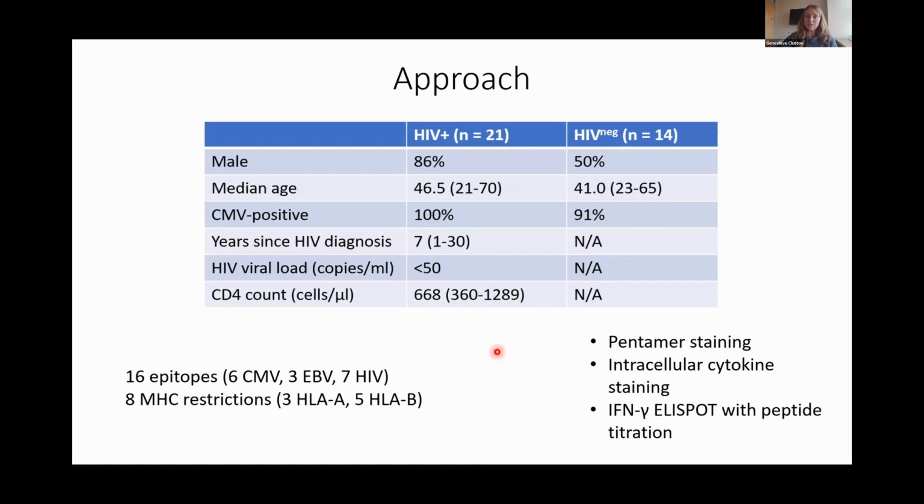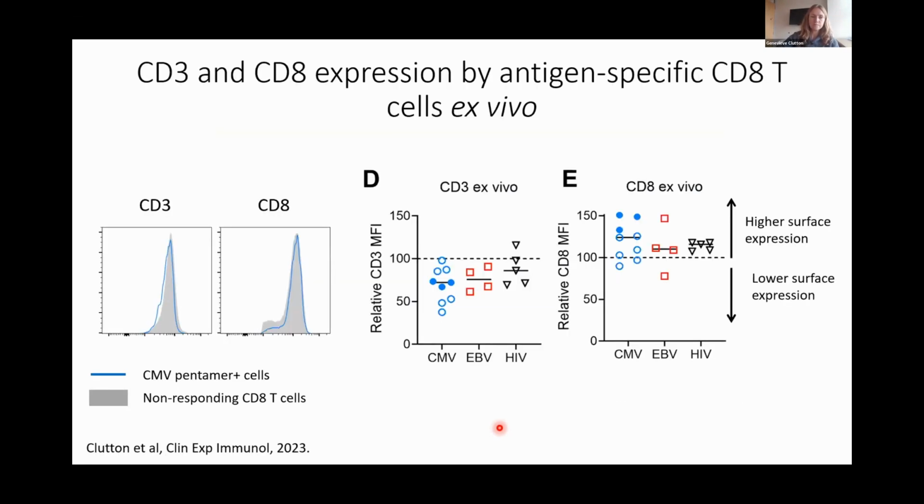To examine CD3 and CD8 co-receptor expression on the surface of these cells, we then used pentamer staining ex vivo. We used intracellular cytokine staining to look at expression by cells that had been exposed to their cognate peptide. And to measure functional avidity, we used interferon gamma ELISpot with peptide titration. So first of all, we looked at CD3 and CD8 expression on the surface of virus-specific CD8 T cells ex vivo using ProImmune pentamers.